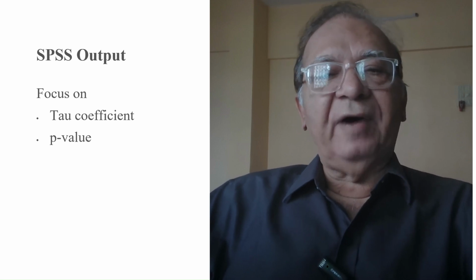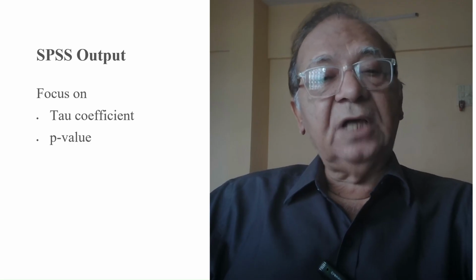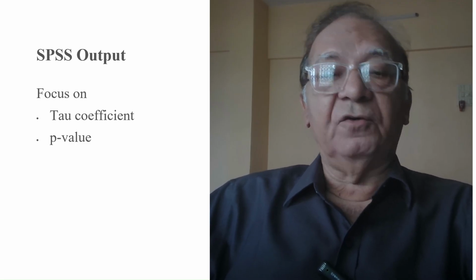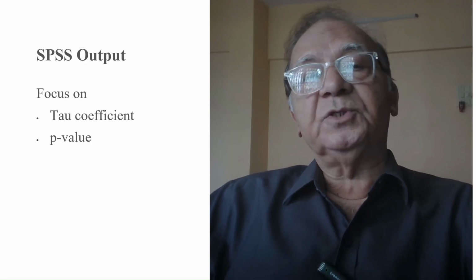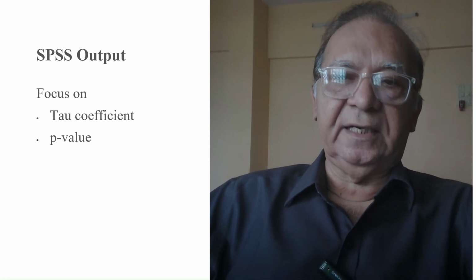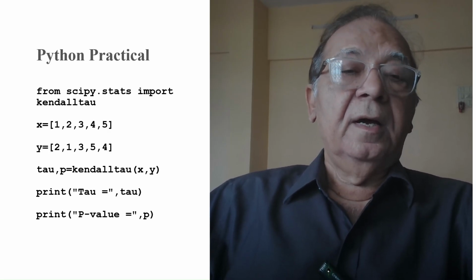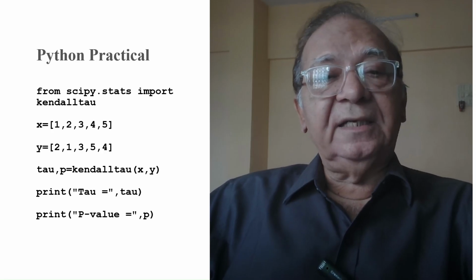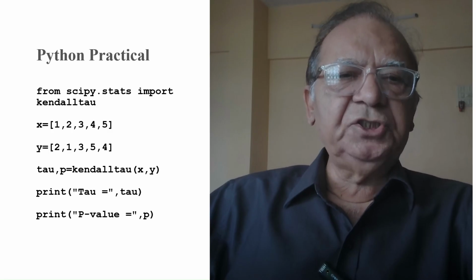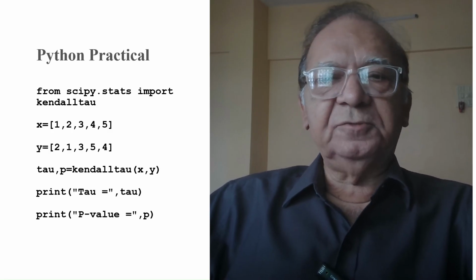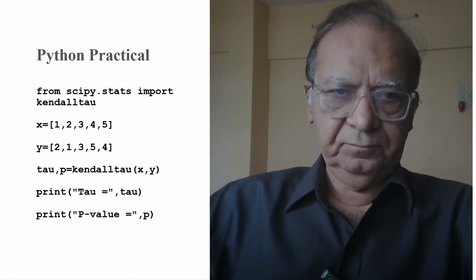SPSS output provides two important statistics. The Kendall's Tau coefficient measures the strength of association. The p-value tells us whether the observed relationship is statistically significant. Python provides the kendalltau function in SciPy. This function directly calculates both the Tau coefficient and its significance level.